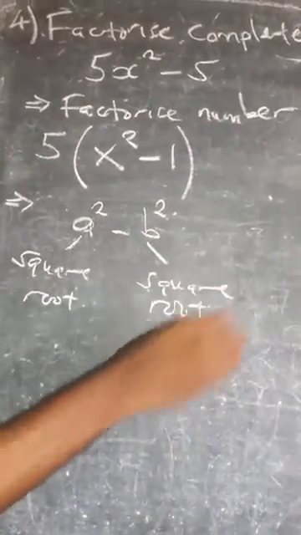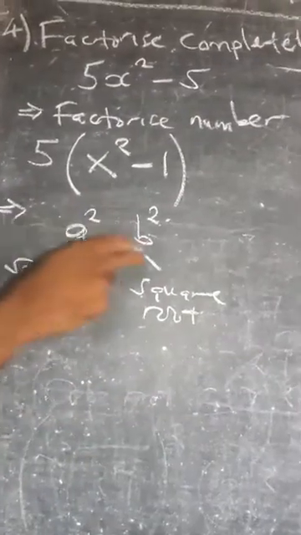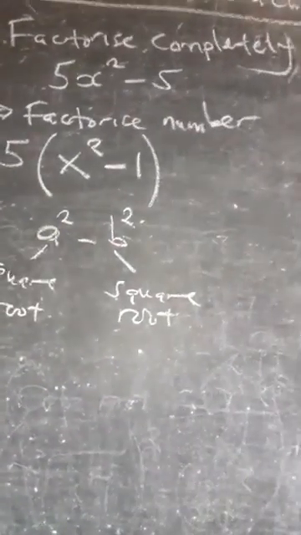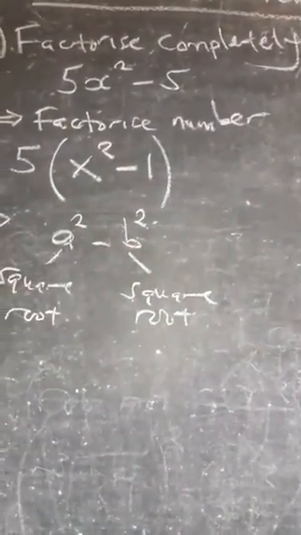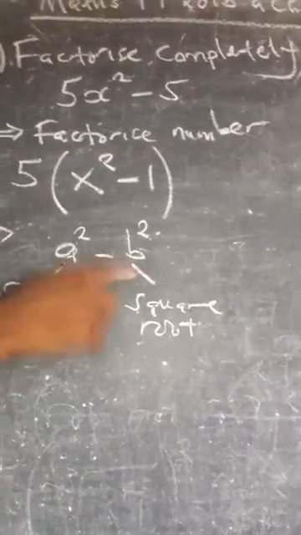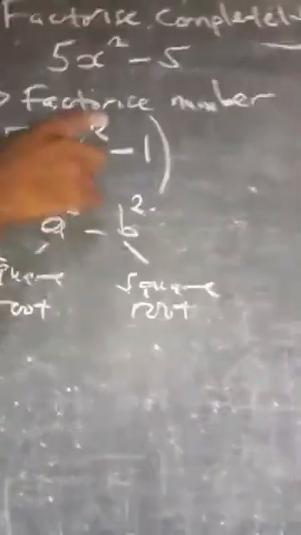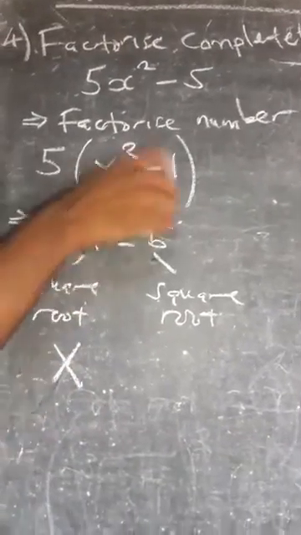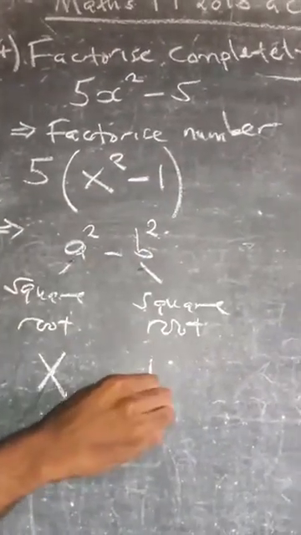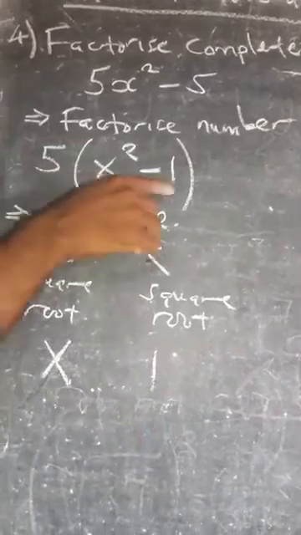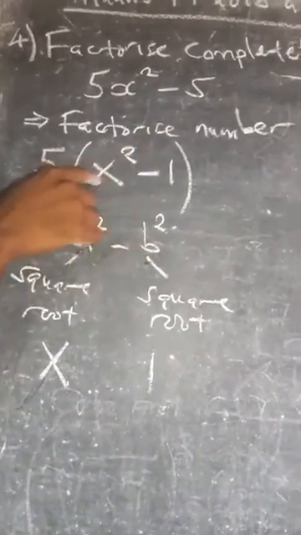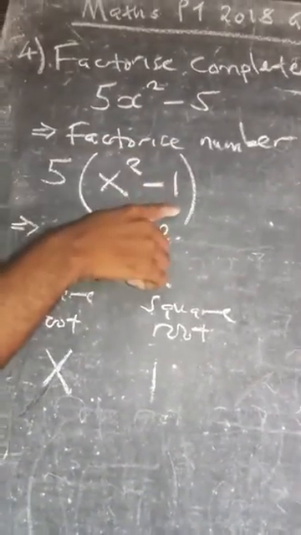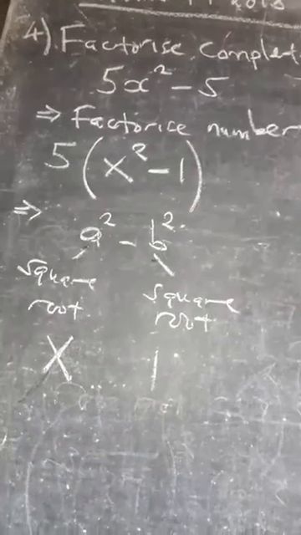If that doesn't happen, this can be a difference of 2 squares. Like that. So for this one, x squared has got a square root of what? This x. 1 has got a square root of 1. That means definitely this is a difference of 2 squares. Like that. So we can now finish it.